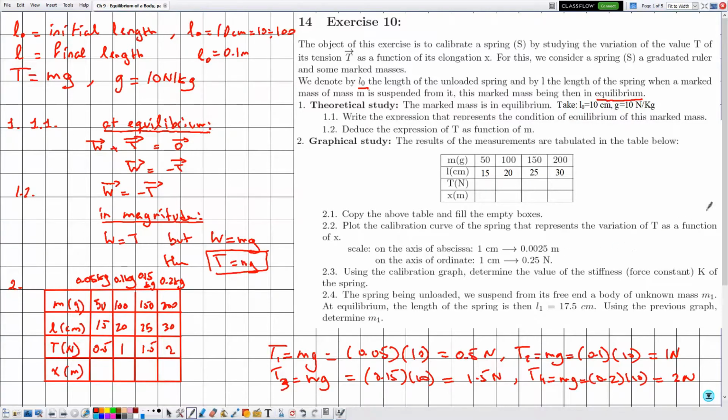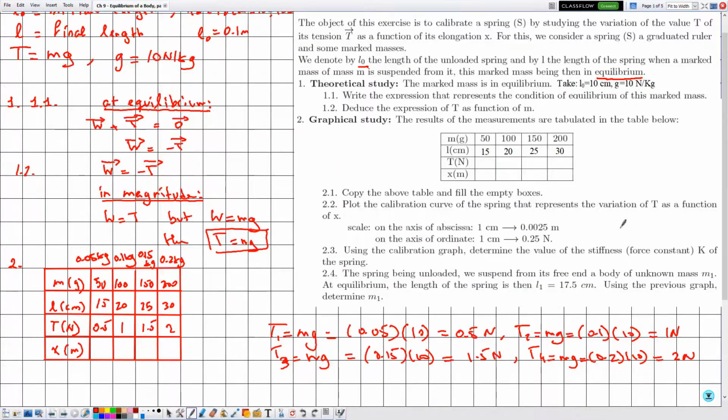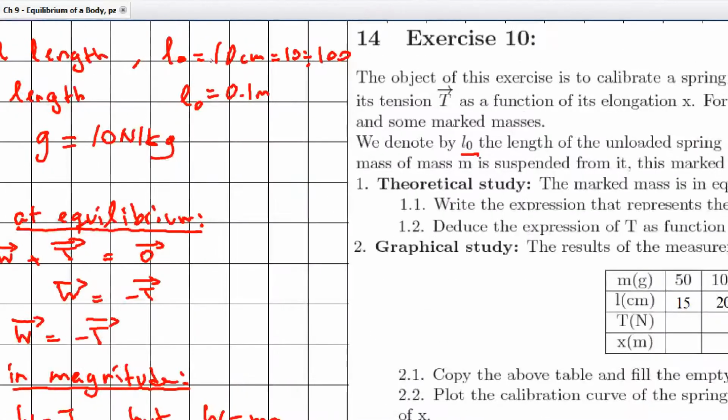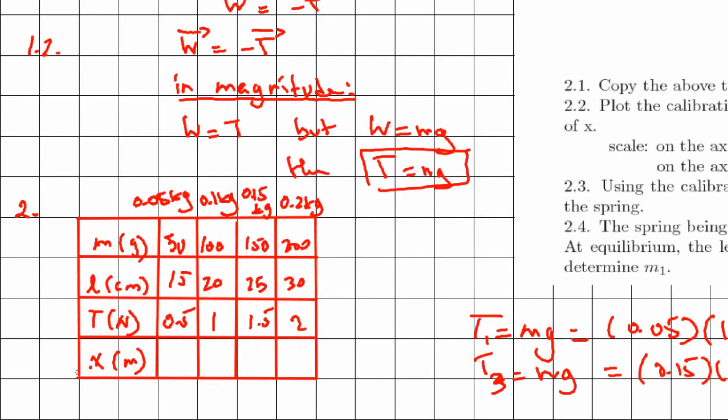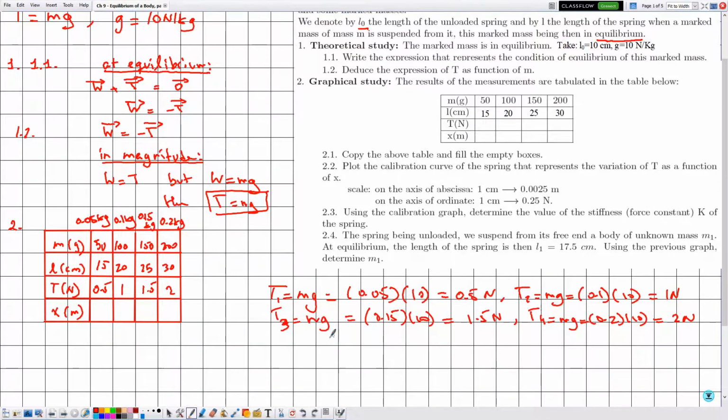Now let's complete the final one, which is x. Recall that x mainly can be calculated using two methods, either from Hooke's law or from the fact that x is equal to the final length minus the initial length. Here we are lucky because we know that the initial length is given by 10 centimeters and we know the final length. So for each column we can calculate what is meant by x, which is the difference between the initial length and the final length.